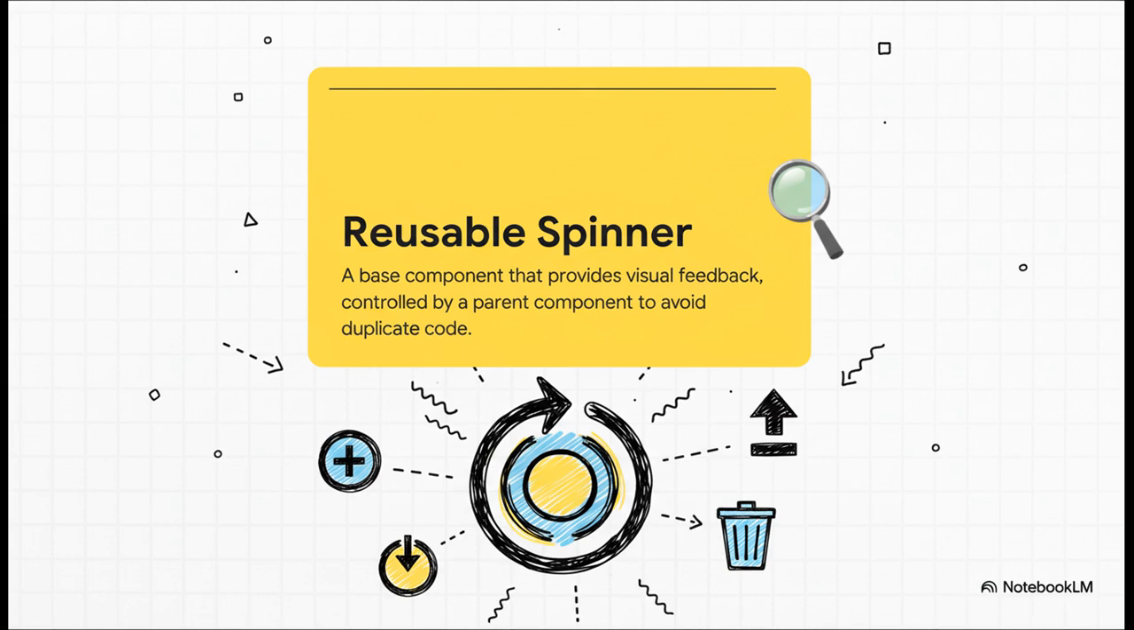So how do we pull that off efficiently? Simple. We build a single reusable spinner and stick it in our base folder. Now, the main page component can just turn this one spinner on or off during any data operation, creating, updating, deleting, you name it. This keeps the look and feel consistent and, more importantly, it means we're not writing the same spinner code a dozen times. DRY code is happy code.